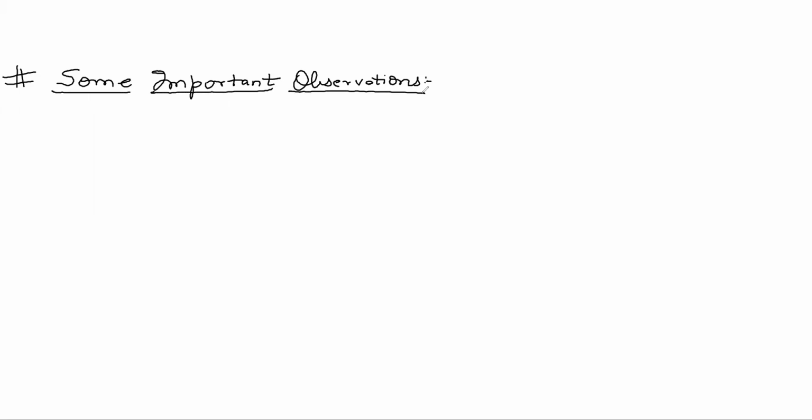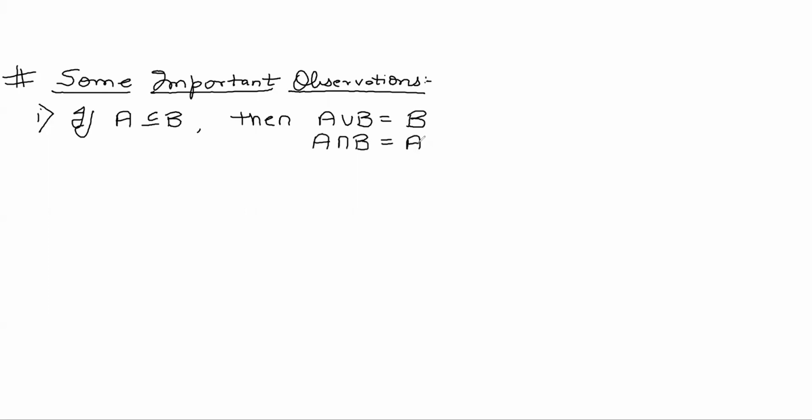First observation is, if A is a subset of B, I am not saying proper, then what will A union B be? If A is a subset of B, A lies within B, so A union B will be B itself. Similarly, what will their intersection be? A itself. So always remember, when we take the union, the bigger set wins. When we take the intersection, the smaller set wins, when we are talking about subsets.